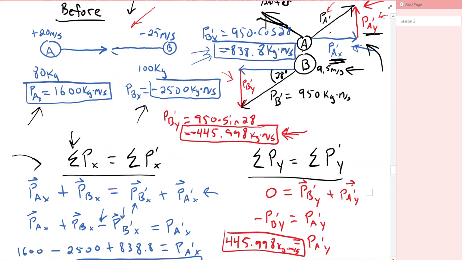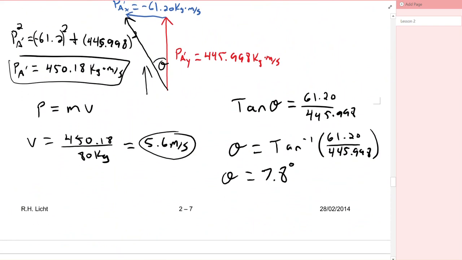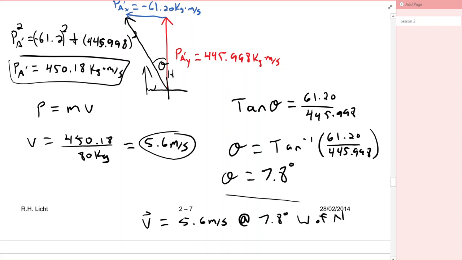All right, so 5.6. Yep. So in the end, our velocity is going to be 5.6 meters per second at 7.8 degrees. And now just make sure we get this right, right? Because it's coming from here. This is the west and this is the north, so it's west of north. Phew, that took a long time.